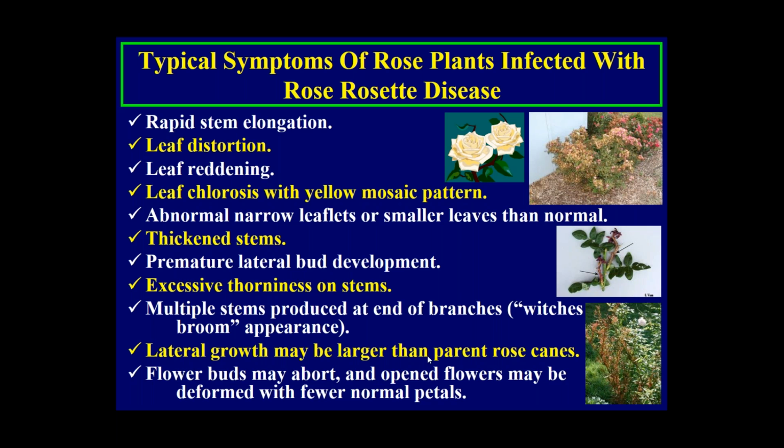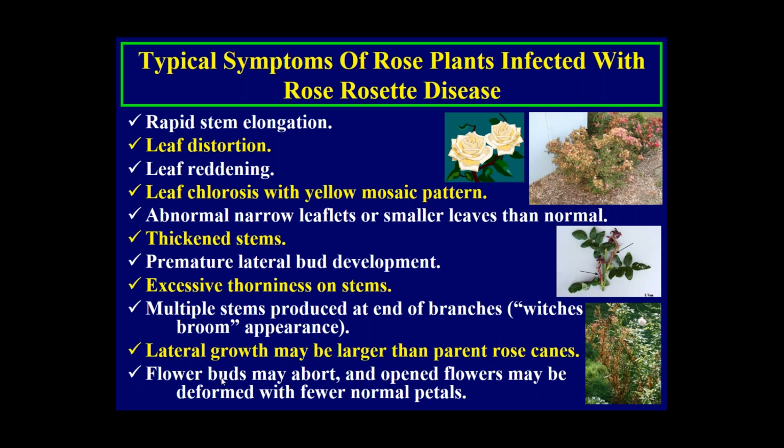lateral growth may be larger than parent rose canes, and flower buds may abort, and open flowers may be deformed with fewer normal petals. Now, let me state, some roses will show 1 symptom, some will show 4, some will show all these. That depends on the titer levels of the virus that is inside the plant, okay? So just because a rose is infected doesn't mean it'll have all of these, or it'll have thickened stems, okay? Very important to understand. But these are, from a diagnostic standpoint, what we're looking for.